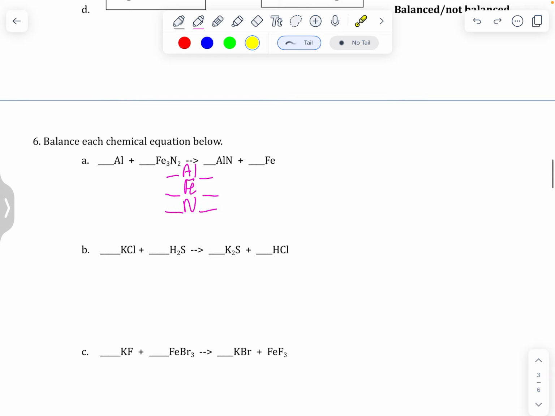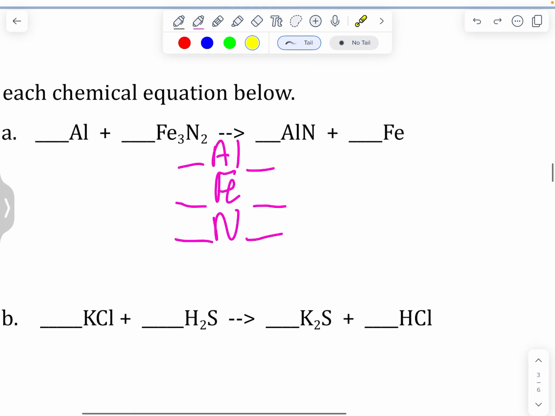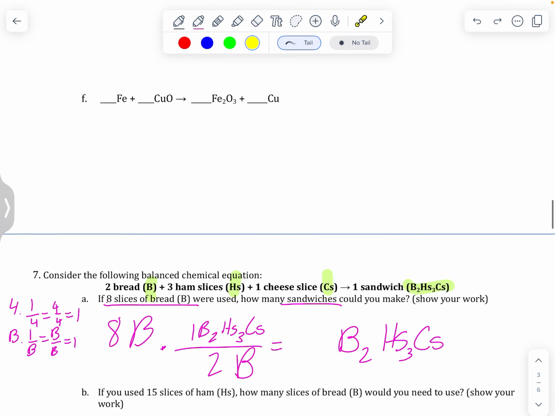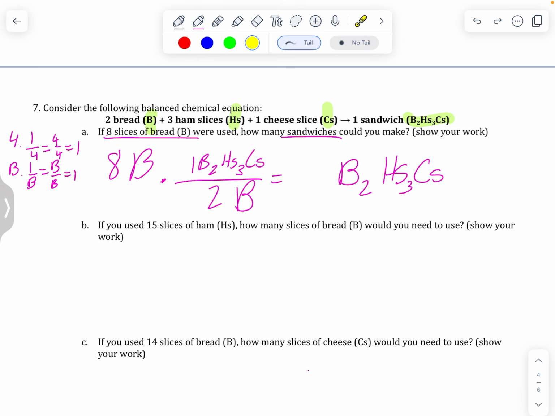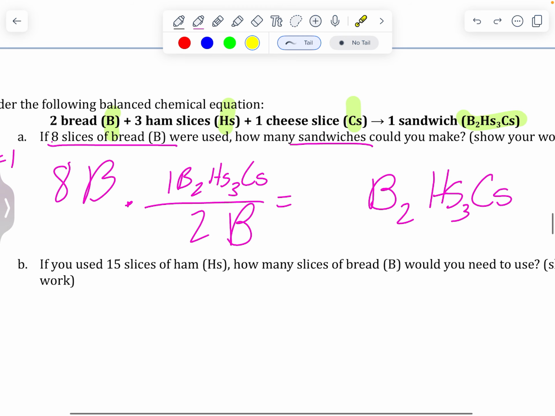For 6A through E, you are going to have to create your own RAP table. So I have an example here. Go ahead and update your atom inventory and then balance your equation. For 7, you have a balanced equation for sandwiches. This is the same idea that we did with s'mores, but this time we just have sandwiches instead.